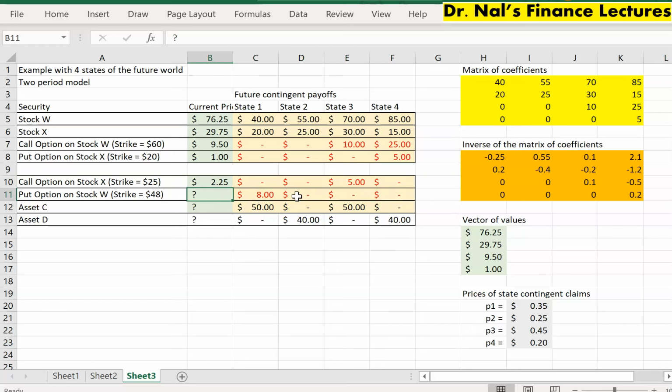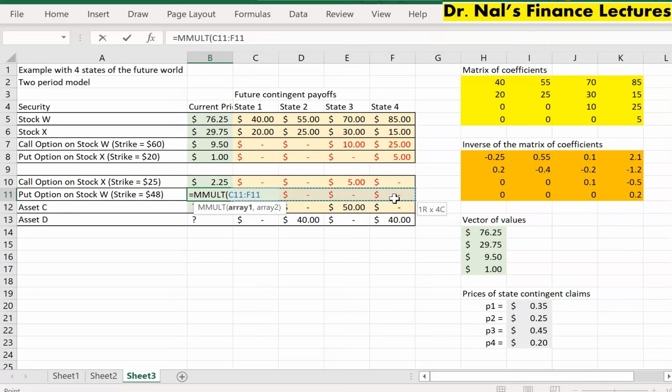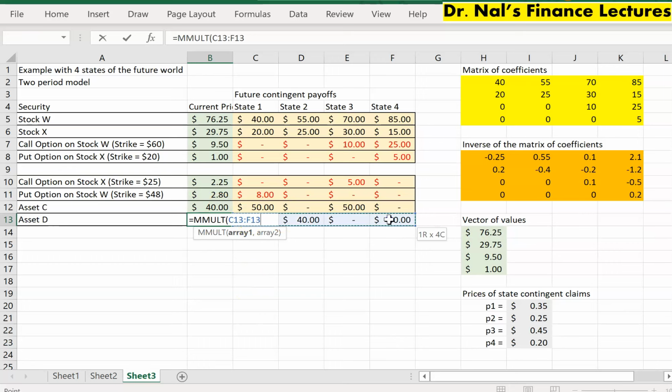All right, so how much is this worth? It's easy. All you do is matrix multiplication again. Multiply this with the prices, the state contingent prices. And that's it, $2.80 it is. How about the other two securities? Pretty much the same. Matrix multiplication. Multiply the units, comma, the state contingent claim prices. That's it. Wow, this one is $40 even. All right, so this one is matrix multiplication, multiply these, comma, the state contingent claim prices. And that's it, we're done.